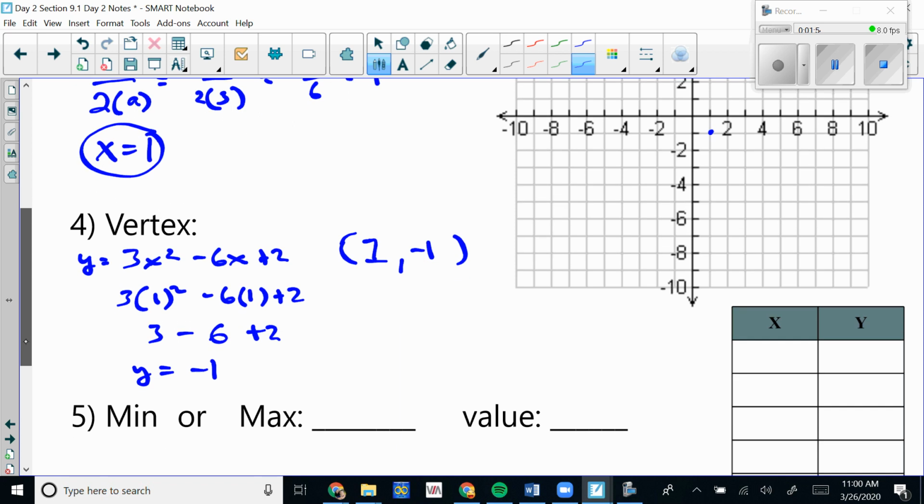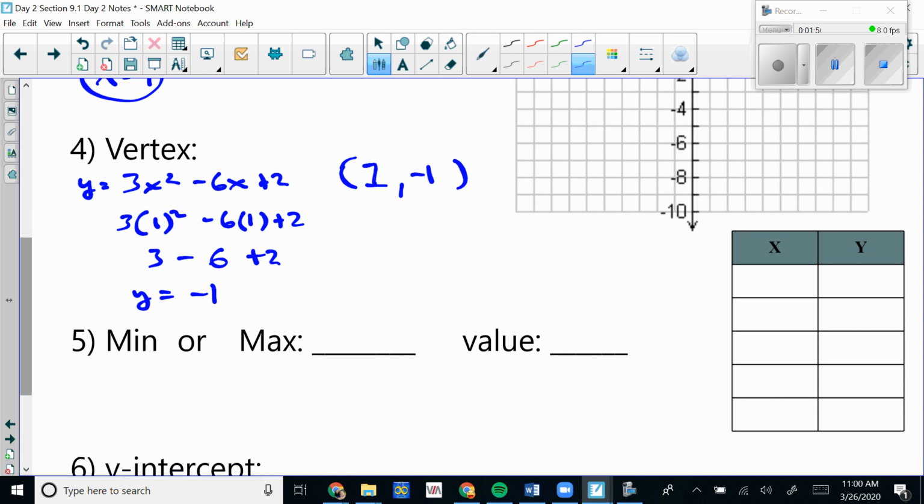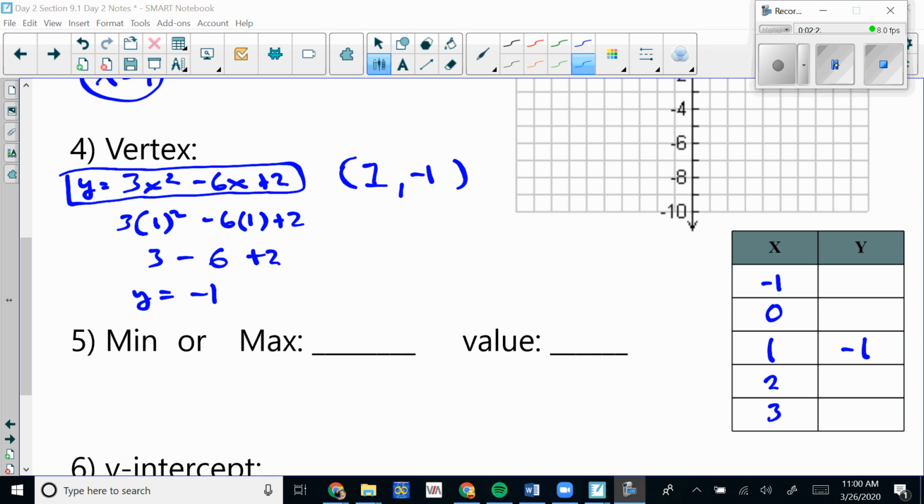All right, and then you're going to take that same equation and type it into your calculator. Since we know our vertex was 1, -1, I want to go 2 lower, so 0, -1, and 2 larger, 2 and 3, and then type in the x's and y's for that. So I'm going to pause, fill that in, and I'll come back.